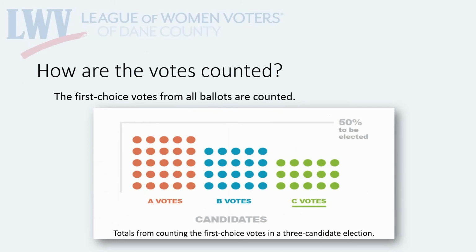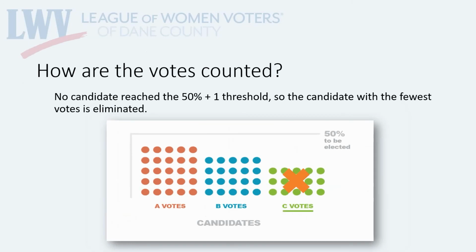But in our example, none of the 3 candidates have won in the first round. Candidate A is ahead, but hasn't passed the 50% threshold. Since there is no winner yet, the candidate in last place is eliminated. In this example, candidate C had 15 votes, the fewest of all candidates, and is eliminated.